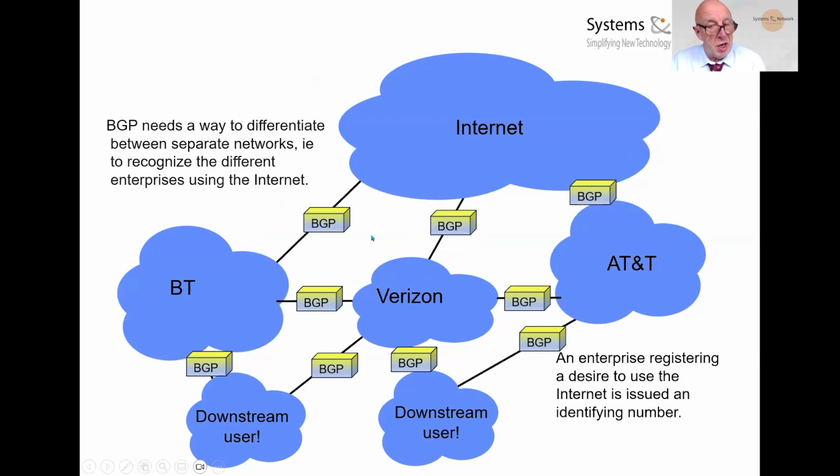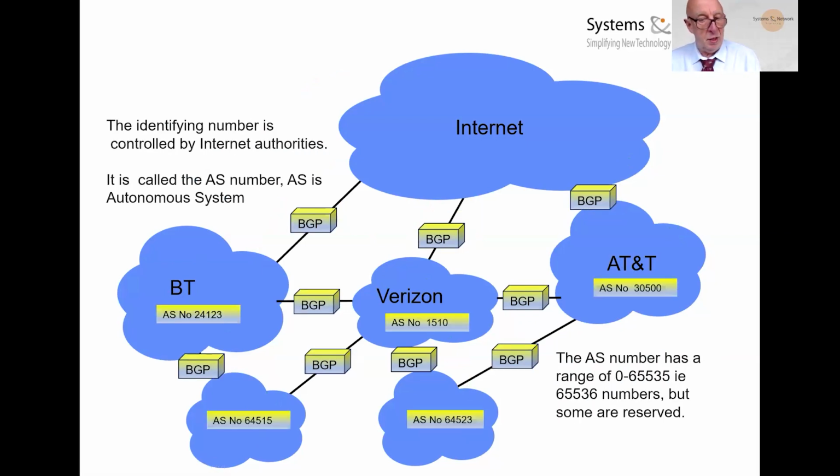BGP needs a way to differentiate between these separate networks, to recognize the different enterprises. It won't recognize it's BT, it won't recognize it's Verizon, it won't recognize it's AT&T. So, important point here: an enterprise registering a desire to use the internet is issued an identifying number. You'll not be surprised to hear that this is the AS number. The identifying number is controlled by the internet authorities, the IANA, and then down into the regional internet registries. It's called the AS number, where AS is autonomous system. It is a standalone system.